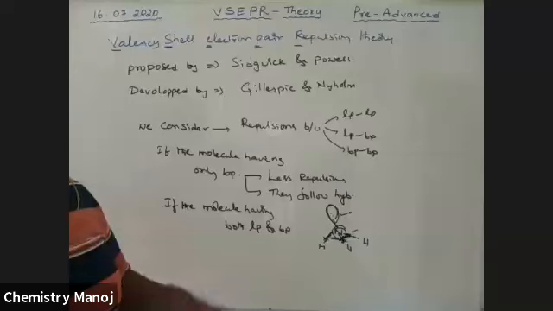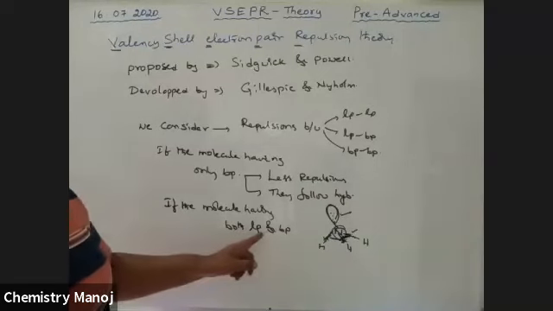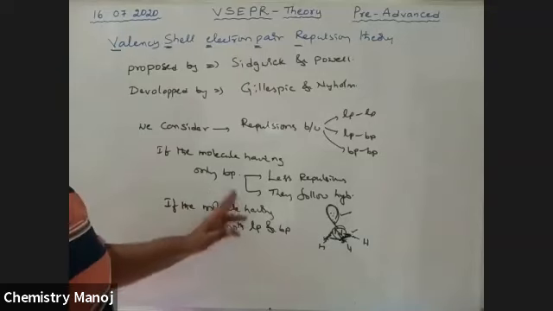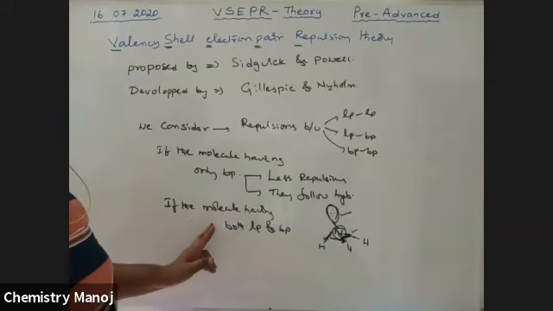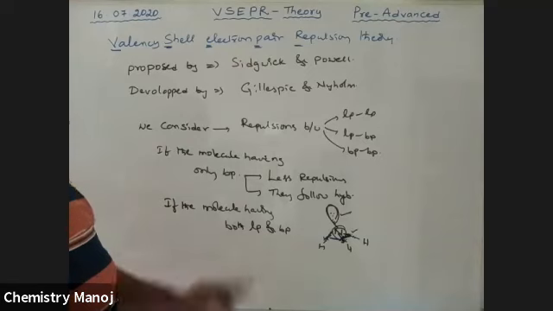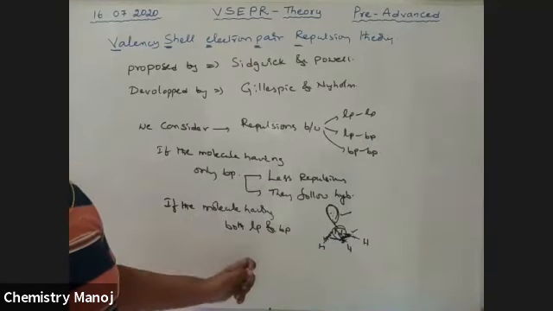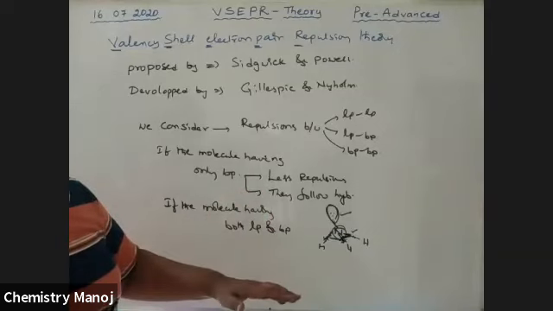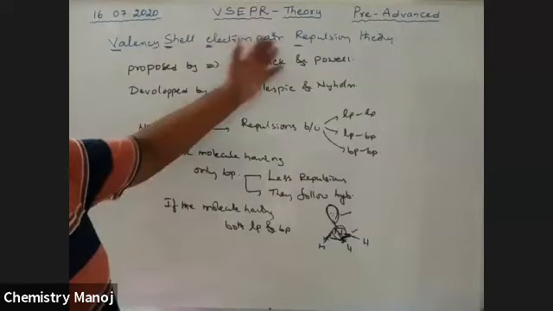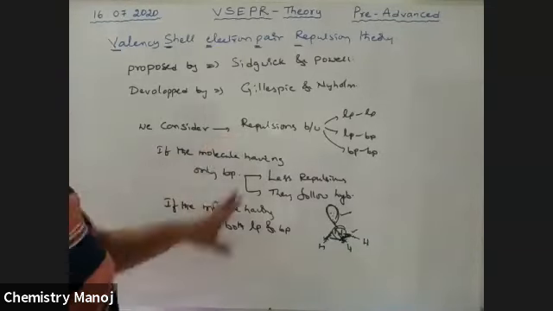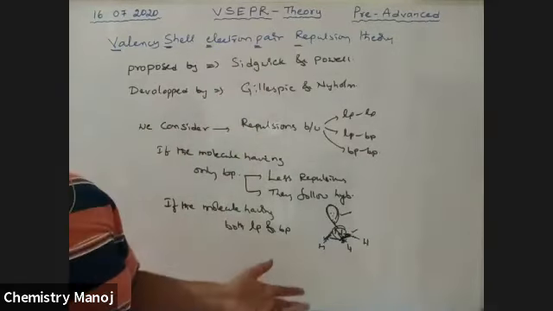So both lone pair and bond pair repulsions. That means the central atom has only bond pair conditions, or both lone pair and bond pair conditions exist. If only bond pairs are there, that follows hybridization. If lone pairs and bond pairs are there, that doesn't follow hybridization. That type of molecule follows valence shell electron pair repulsion theory. Every molecule follows this one, but those repulsions are considered.